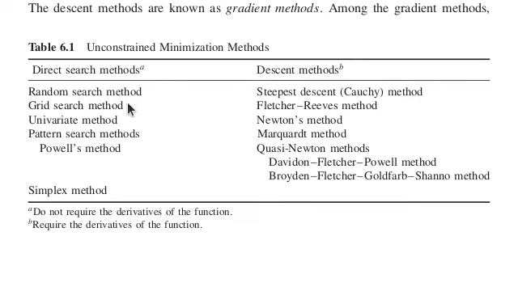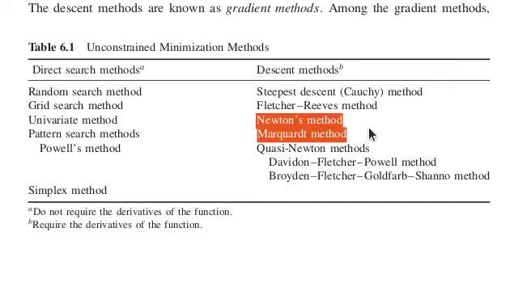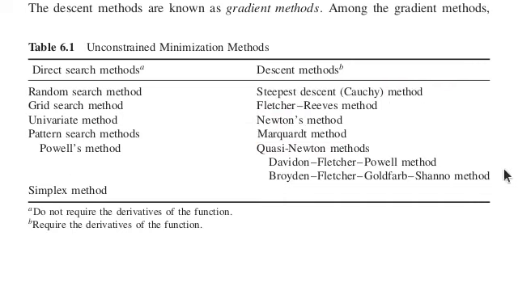And now here you can see the classification: random search method, grid search method, univariate method, pattern search method. In Powell's method we will study, and the simplex method we have studied. So two methods we will study: simplex method and Powell's method. And after that, in the gradient methods, we will study steepest descent (Cauchy) method and Newton's method. So these two methods from here and two methods from here are sufficient from your examination point of view.